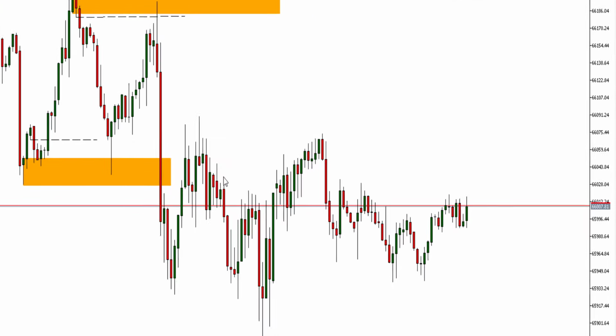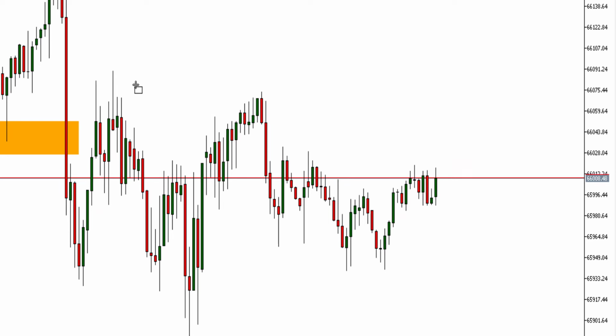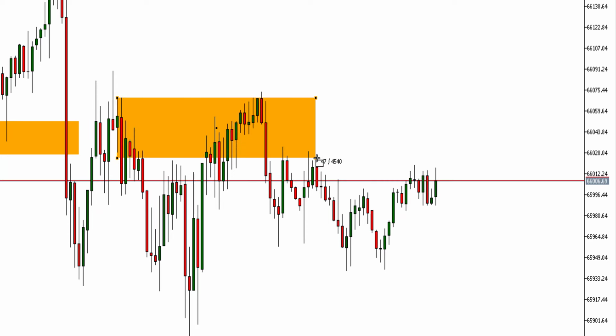Now, let me show you another very important level. Look at this. If we are mapping out the last green candle based on color as our order block, look at what will happen. Price actually traded above it. Okay.